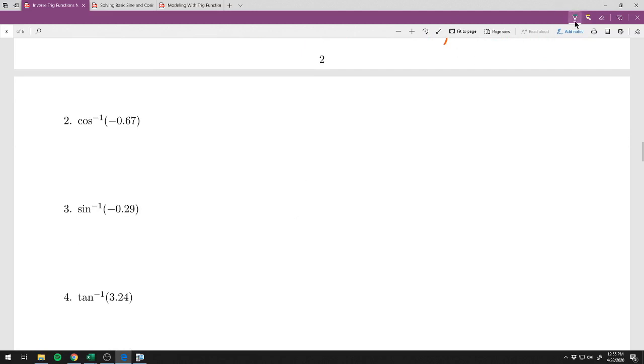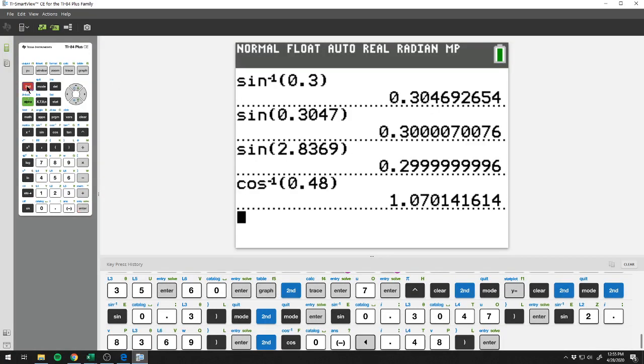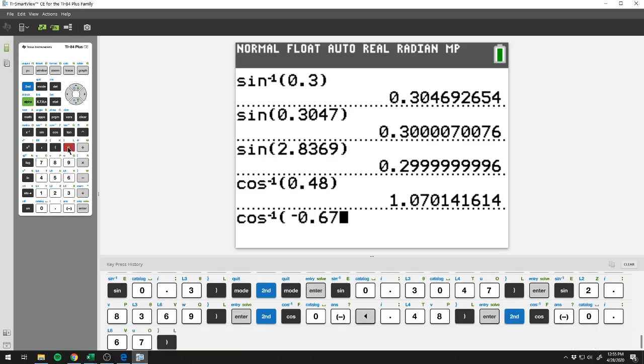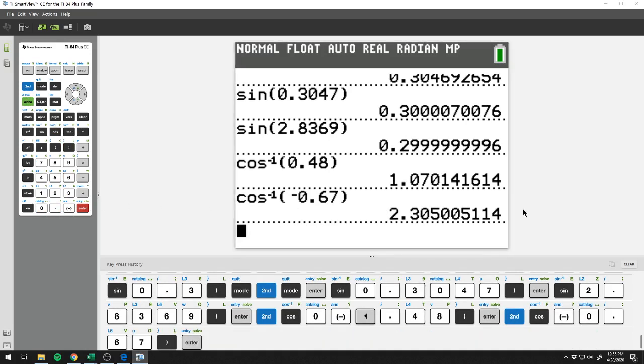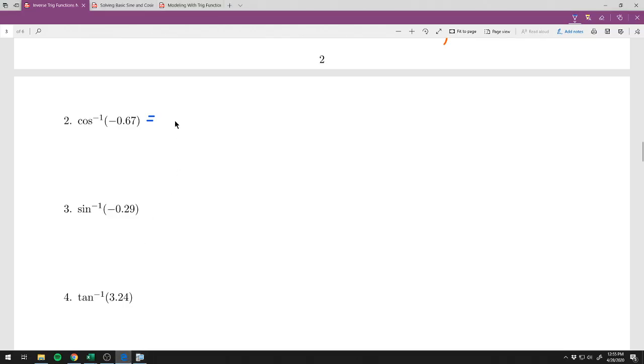All right, number 2 here. Same directions. We want to type this in our calculator in radian mode. Cosine inverse of negative 0.67. And we get 2.31 rounded to 2 spots. Once again, this is an angle. It's always going to be an angle between 0 and pi for cosine inverse. And the question is, what quadrant is this in?